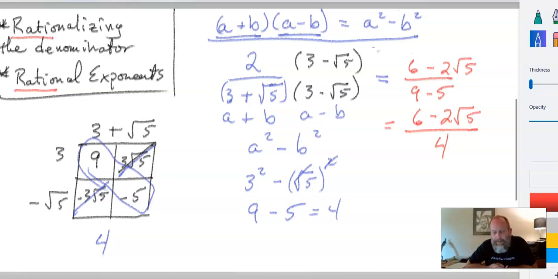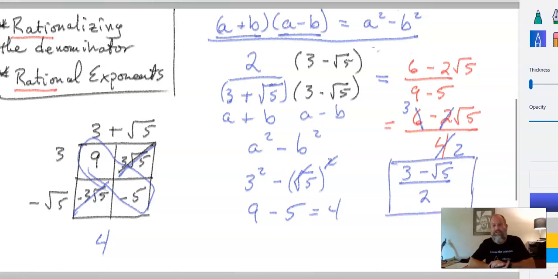Can you reduce it? Yes, you can reduce it. Yeah, and this is one of those cases, I was talking about this before. If you have a common factor to every term, you can cancel that common factor out. So in this case, all of the coefficients here are even. So that means I can divide them all by 2. So I can make this into a 2, that turns into a 1, and this turns into a 3. And so if I rewrite my answer, I end up with 3 minus root 5 over 2.